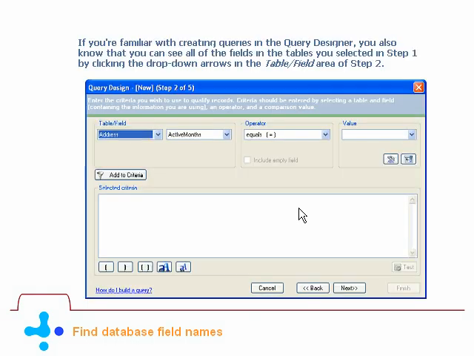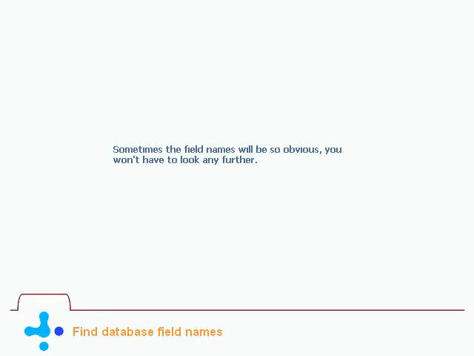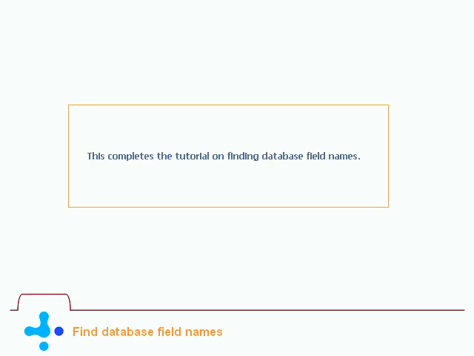If you're familiar with creating queries in the Query Designer, you also know that you can see all of the fields in the tables you selected in Step 1 by clicking the drop-down arrows in the Table/Field area of Step 2. Sometimes the field names will be so obvious you won't have to look any further. This completes the tutorial on finding database field names.